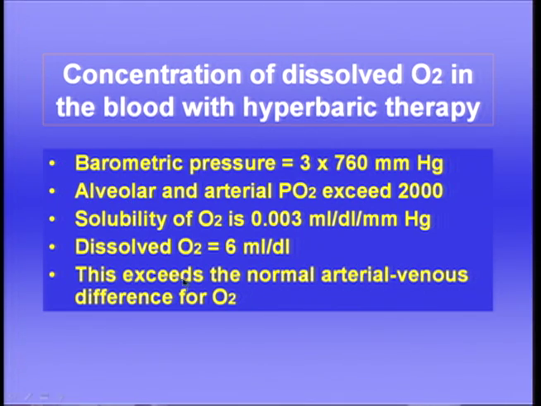This actually exceeds the normal arterial venous difference for oxygen. So in principle, you could treat a patient like this who had no red blood cells at all. You could maintain his oxygenation. And so this kind of therapy is used for patients who have a great reduction in the oxygen carrying capacity of their blood. For example, with carbon monoxide poisoning.